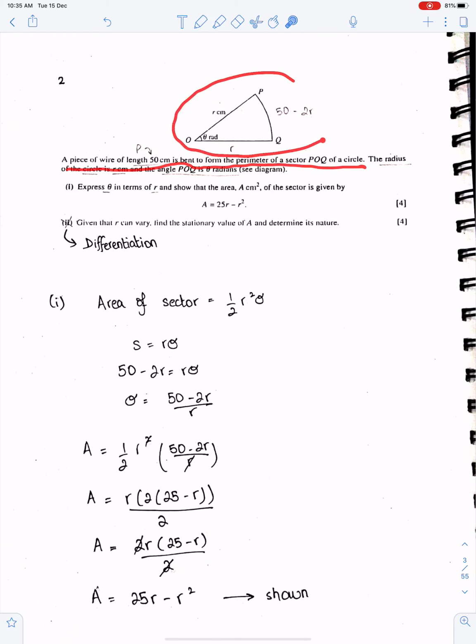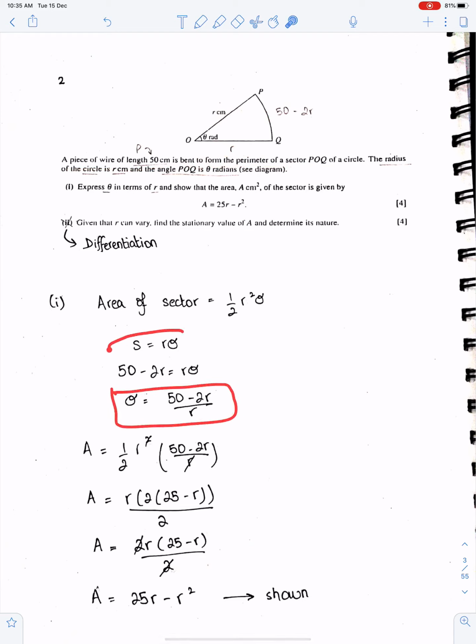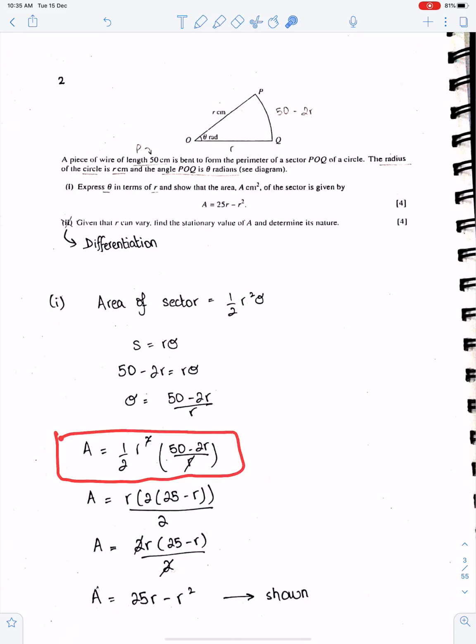This total length is 50. So this is r, so this will be 50 minus 2r. So we can get the value of theta from this formula. S is equal to r theta. This is the value of theta. By substituting this theta into area formula, half r square theta, here we can get the answer. We have to show this thing. Area is 25 times r minus r square.